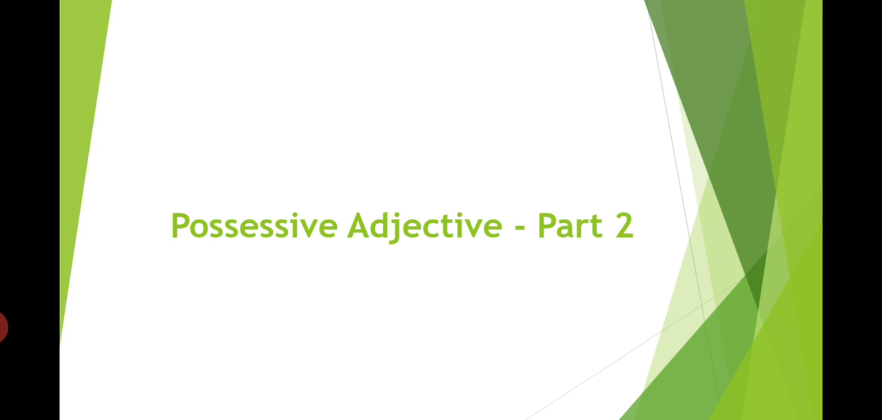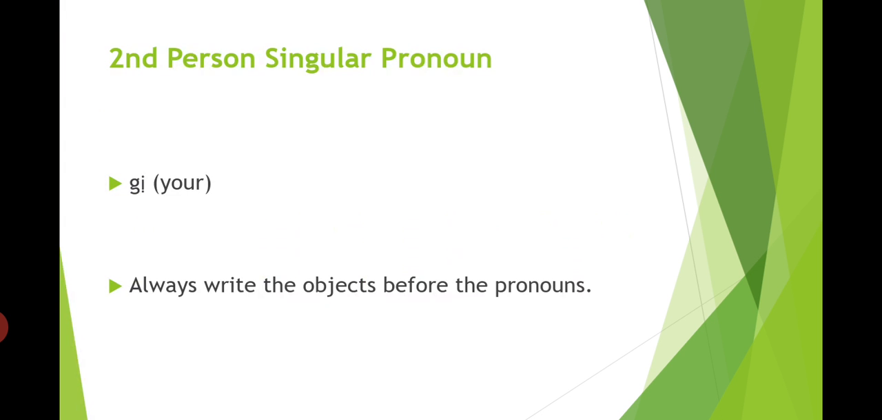Today we'll be looking at possessive adjectives, part 2. Last time we discussed possessive adjectives. We talked about how to use the first person singular pronoun and first person plural pronoun to form possessive adjectives. Today we're going to be looking at how to use the second person singular pronoun and, of course, the second person plural pronoun to form possessive adjectives.